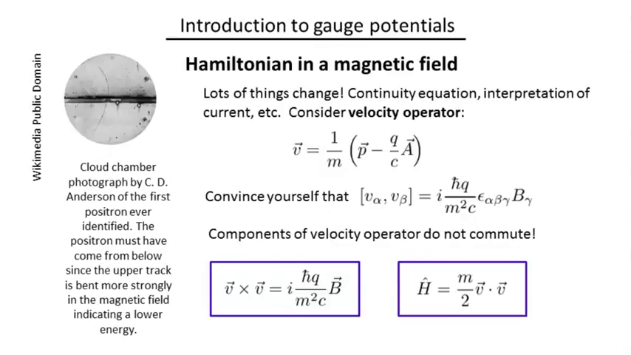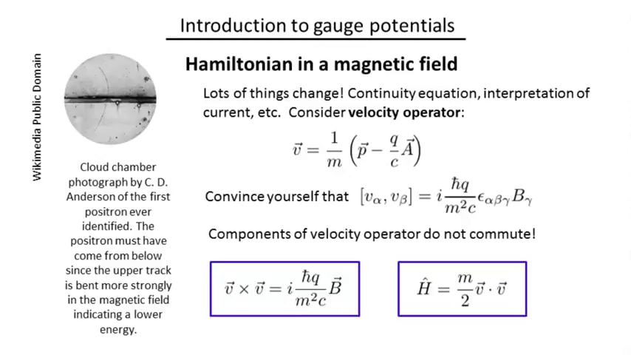Lots of things change when you do this minimal substitution. For one thing, you find that the velocity operator, which describes the time derivative of the position, is now given by this form. And so it's no longer just the momentum divided by the mass, which would be the case in the absence of a magnetic field. Moreover, I think you want to pause before going to the next part and carry out this calculation.